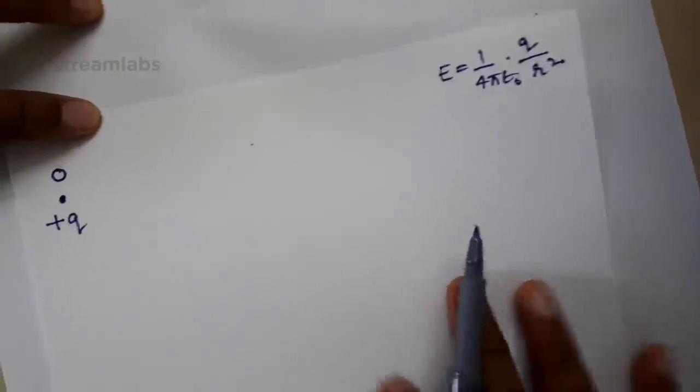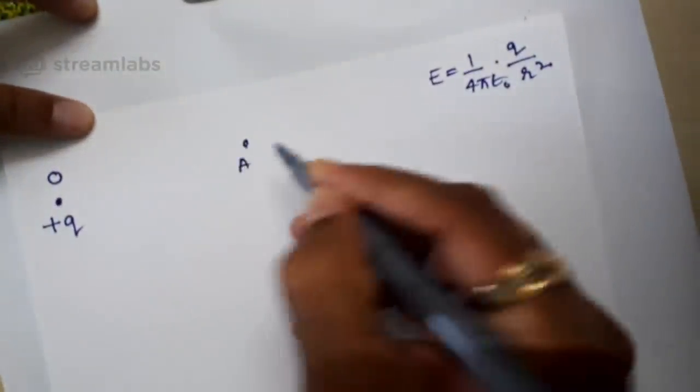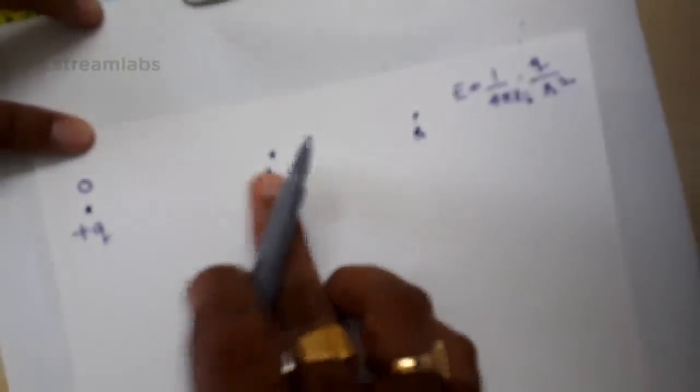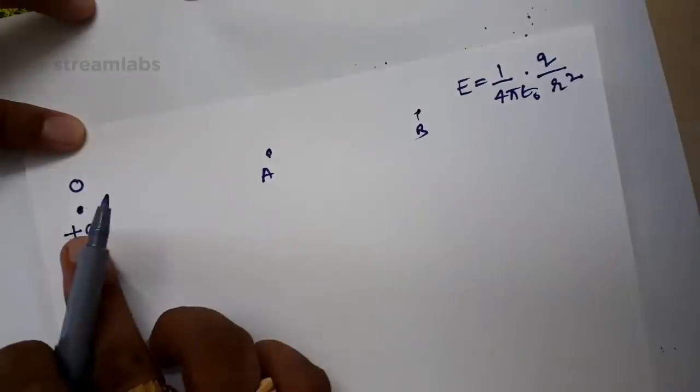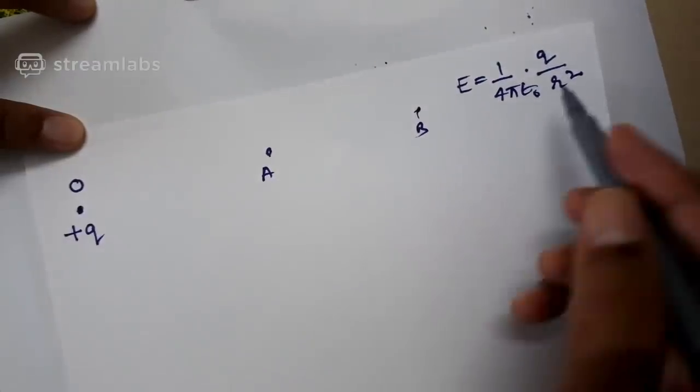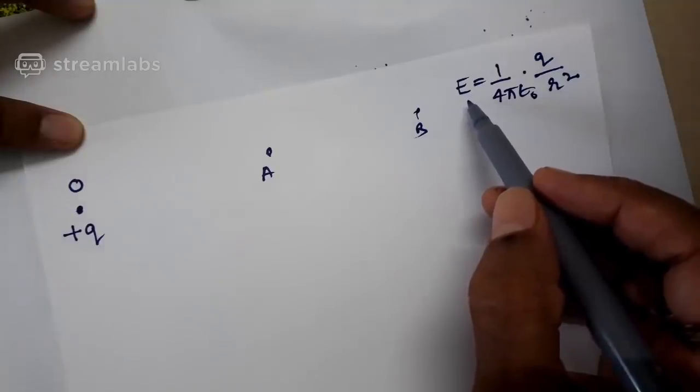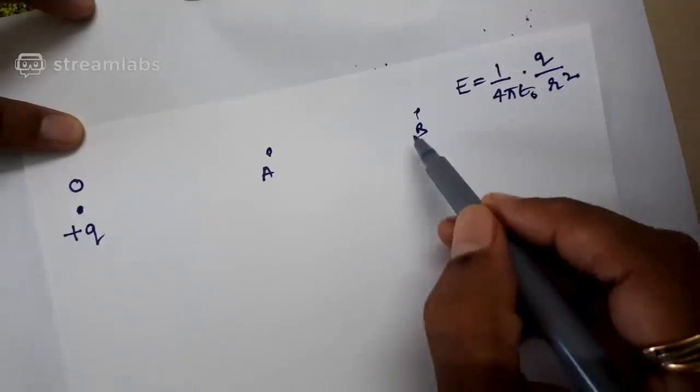Now if you speak in terms of direction, let us mark the points. Let us say 1 point A here, one more point B here. You can clearly make out that the distance of A from the plus Q charge and the distance of B from the plus Q charge are not at all the same. When r is not the same, obviously E is not the same. It means there is a difference in the magnitude of the electric field.